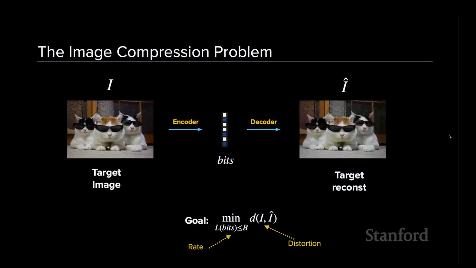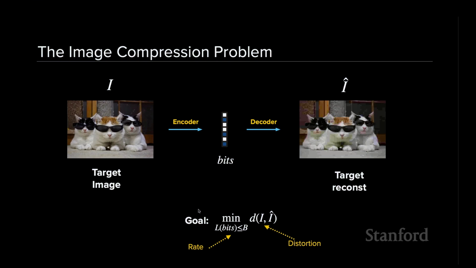So now let's get into our, again, the image compression problem. Same thing we looked at, but now in words and terminologies which we understand. Let's say you have some target image like these cats. What you want to do is encode it, that's your encoder, to some bit stream. And then using this bit stream, you want to decode it and get some target reconstruction like I had.